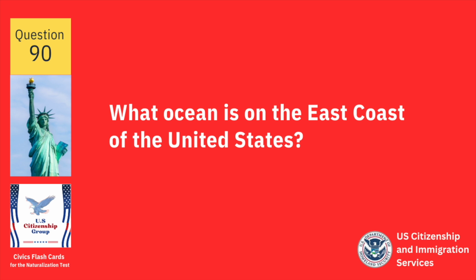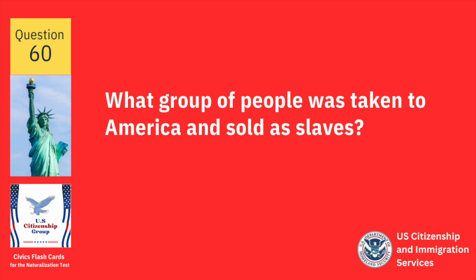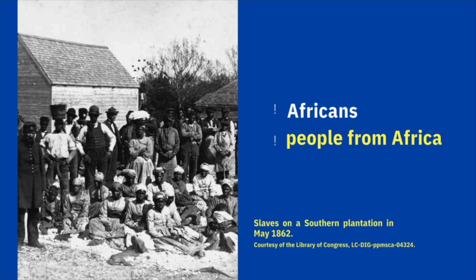What ocean is on the east coast of the United States? Atlantic Ocean. What group of people was taken to America and sold as slaves? Africans.